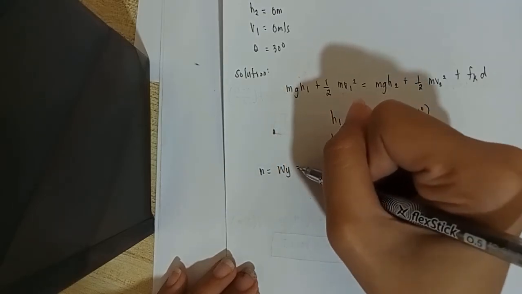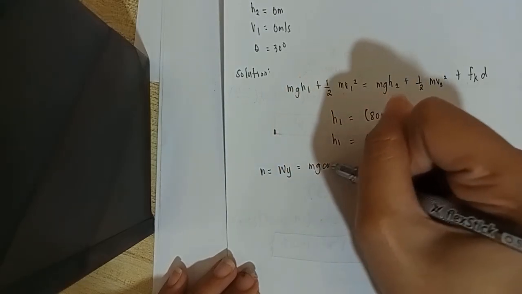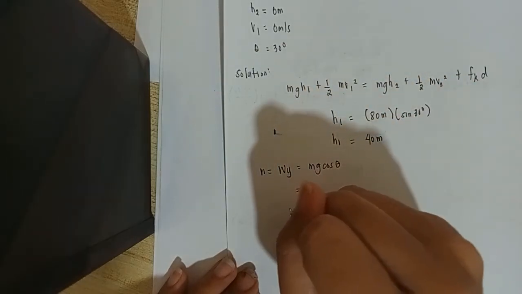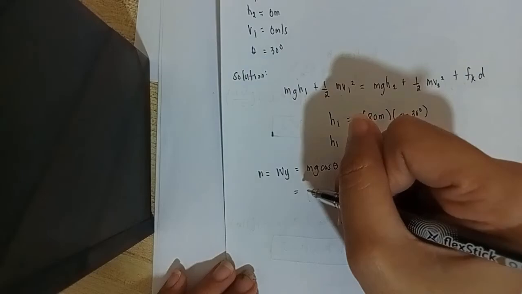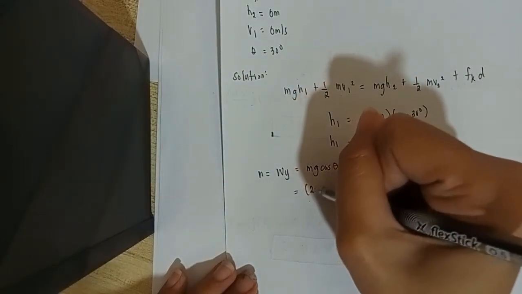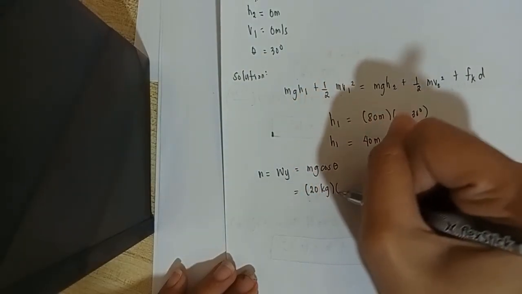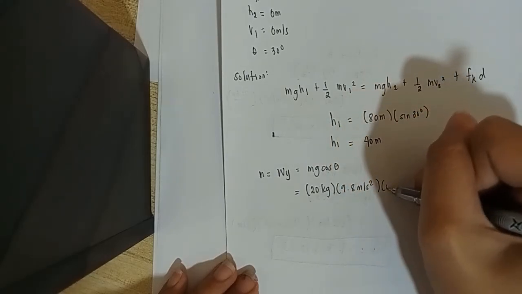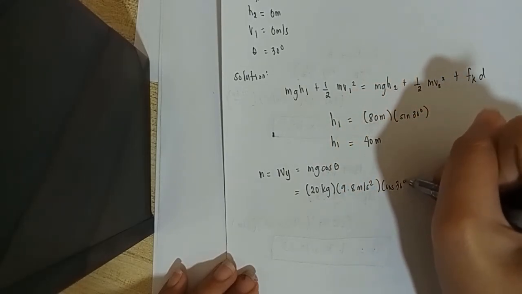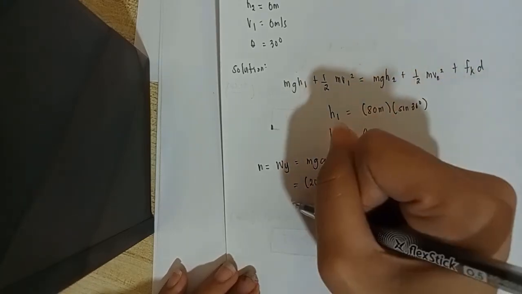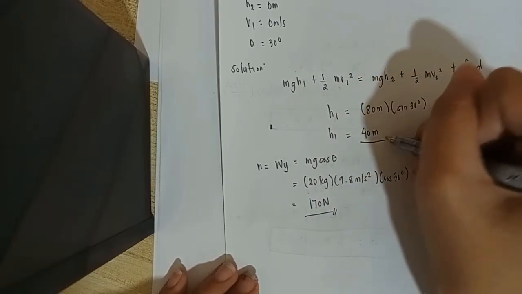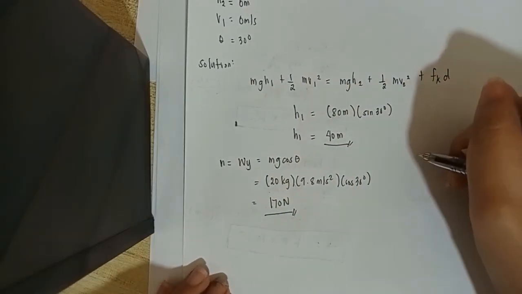Next, we will solve for the F sub k, but in order to solve for F sub k, we need to have our N, and N is equal to the normal force, and the formula there is mg cos theta. Substitution: 20 kilograms multiplied by 9.8 meters per second squared multiplied by cos 30 degrees. That will be 170 Newtons.